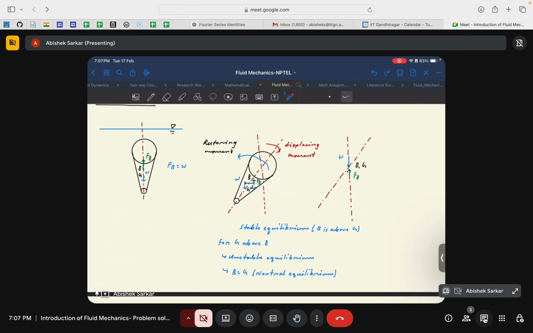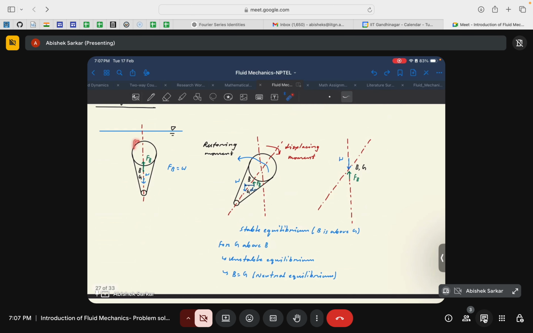Okay, of course, if the displacing moment is very, very large, then the body might fall down, or if it is submerged in the fluid, it might even undergo rotation. But if the displacing moment is considerably small, then it will tend to go back to its initial position.